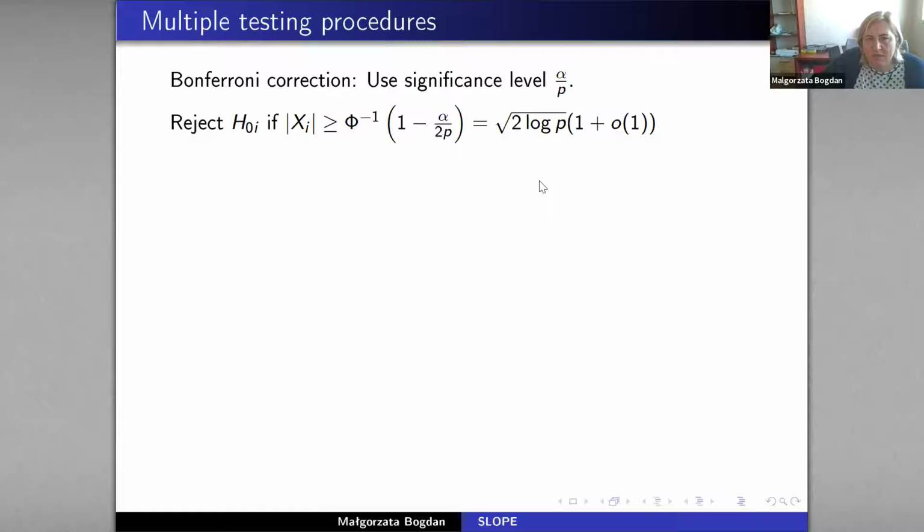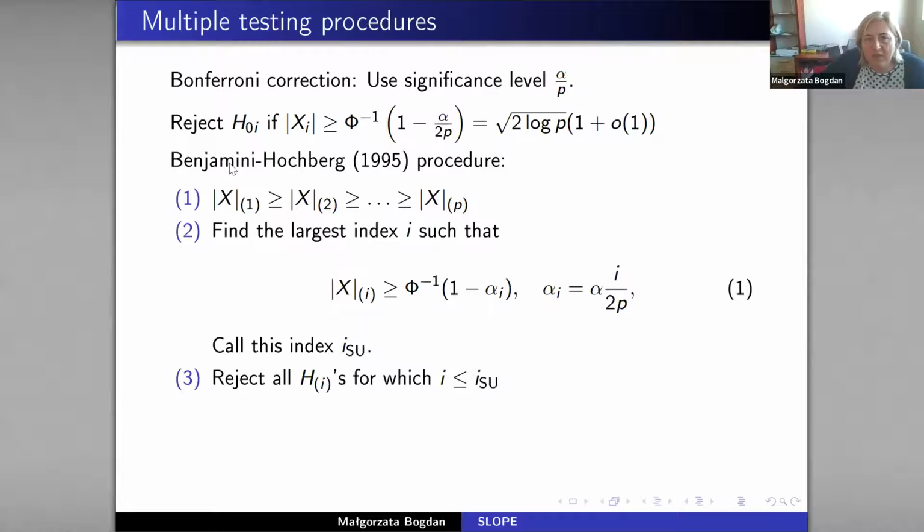Maybe I will just continue for 3 more minutes and then we make a break. In 1995, there appeared a procedure which turned out to be a breakthrough, called the Benjamini-Hochberg procedure. It is a bit more complicated. You sort your absolute x's from the largest to the smallest, and then compare each of them with a quantile of a normal distribution. This alpha i value increases with i proportionally: it is alpha i over 2p.